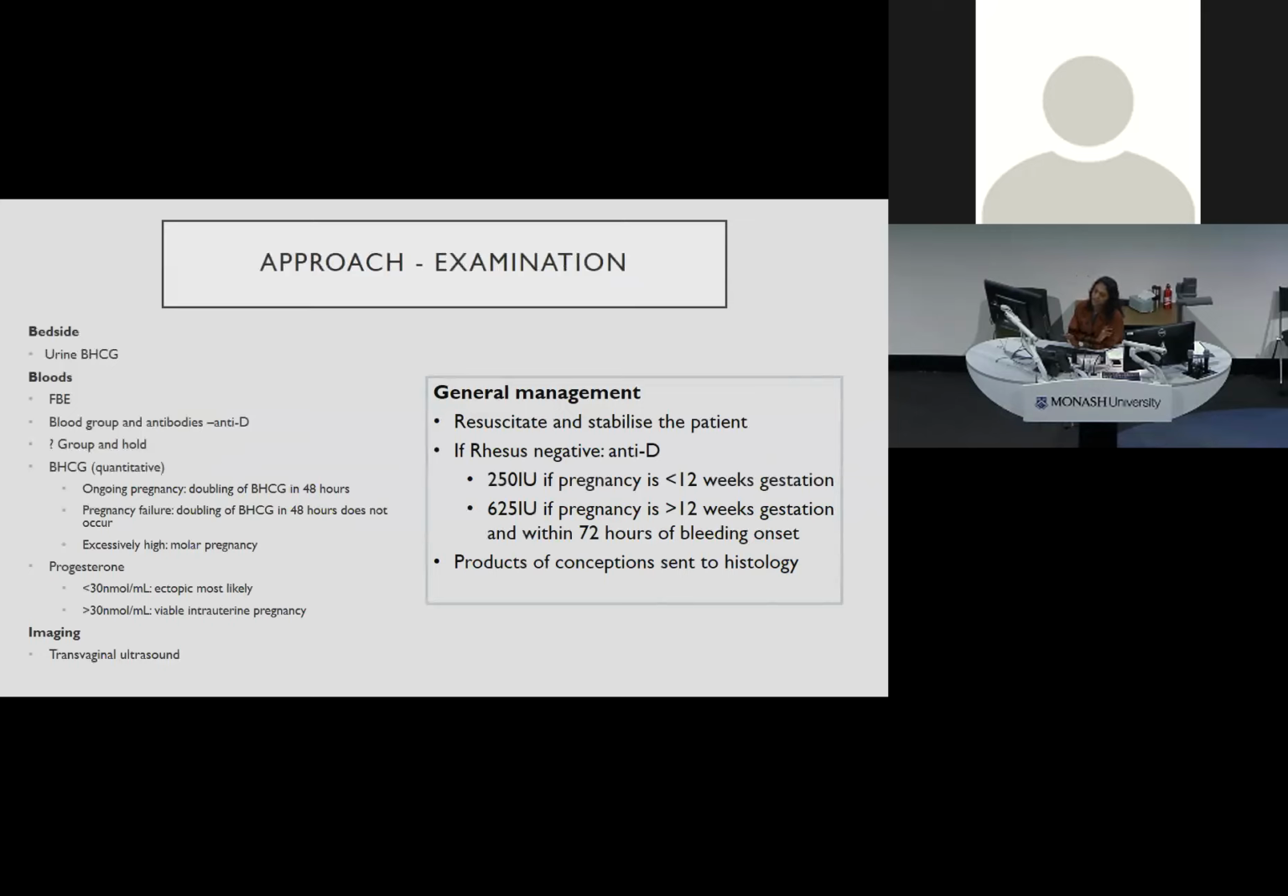And this is just your general management, irrespective of what the actual diagnosis is. Make sure you do your doctor's ABCD and resuscitate the patient. Depending on their blood group, you will need to give anti-D. So for any bleed that happens less than 12 weeks gestation, you're going to give 250 international units. But for any pregnancy that's over 12 weeks, you need to give 625, and you've got to give this injection within 72 hours from the first episode of bleeding.